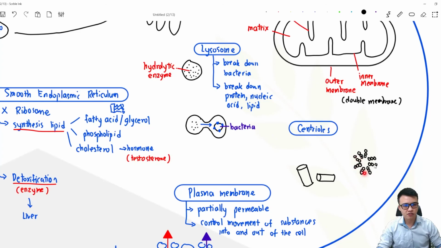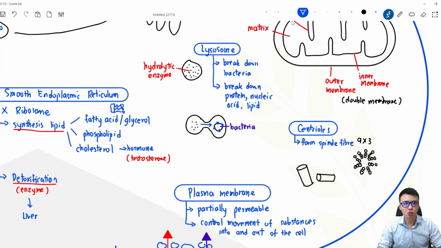One, two, three, four, five, six, seven, eight. Oh, one more. Okay, so 9 sets of microtubules. We call it a 9x3 structure. Now, is this important? Not really important. Just want to show you only. Alright. So this centriole has a function to produce the spindle fibers.